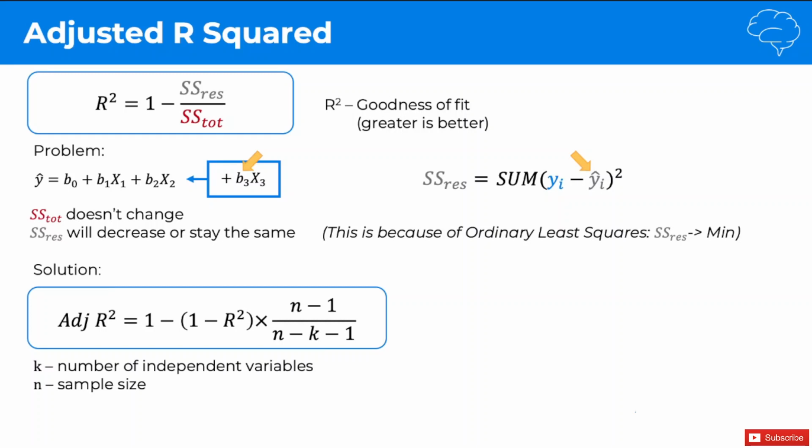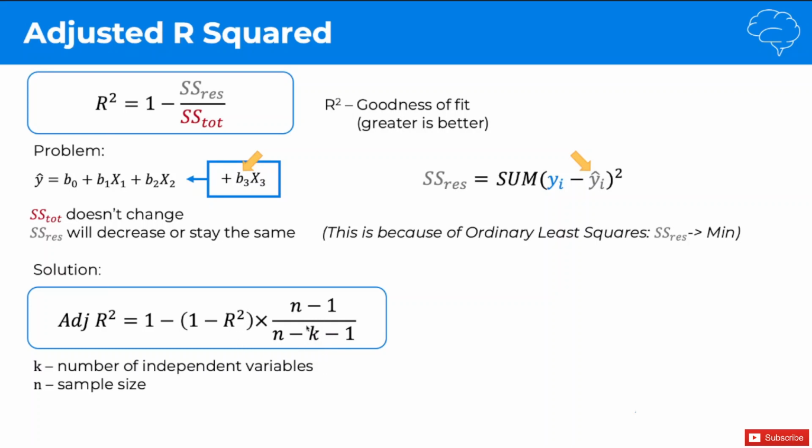And the important thing here is to look at K. So if K increases over here, then the denominator decreases. That means the whole ratio increases. And because it's being subtracted, that means adjusted R-squared decreases. So that's the important point here, that this new formula penalizes us for adding additional variables.